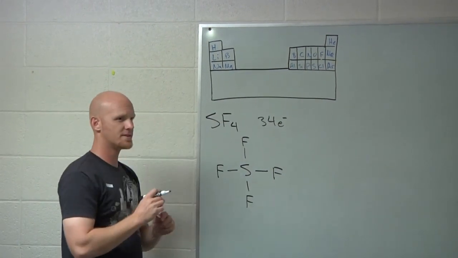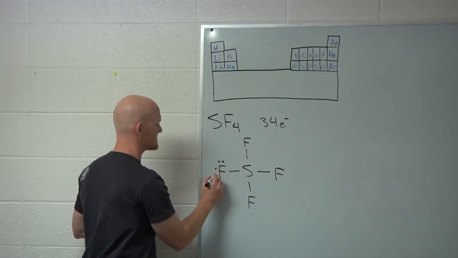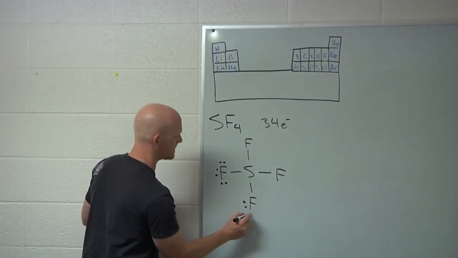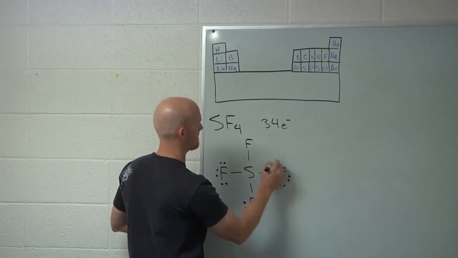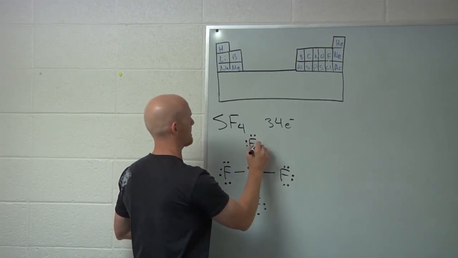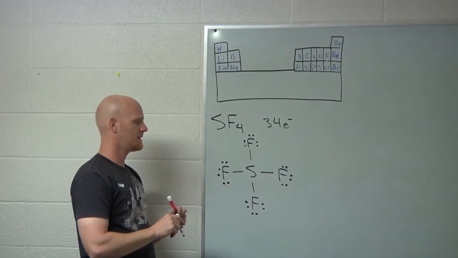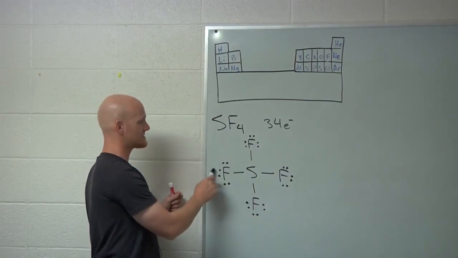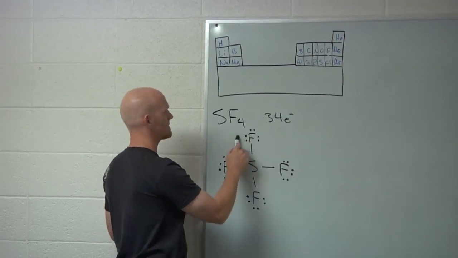And where do I put electrons next at this point? Yeah, fill up the outside atoms. Again, you'll always have enough to fill them up. So I'm going to fill them all up, all the fluorines. They want a filled octet. Cool. At this point, we've used 8, 16, 24, 32.